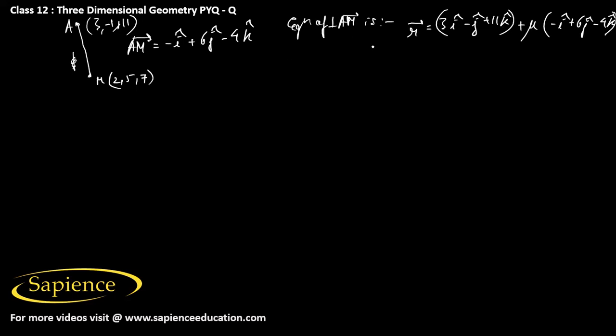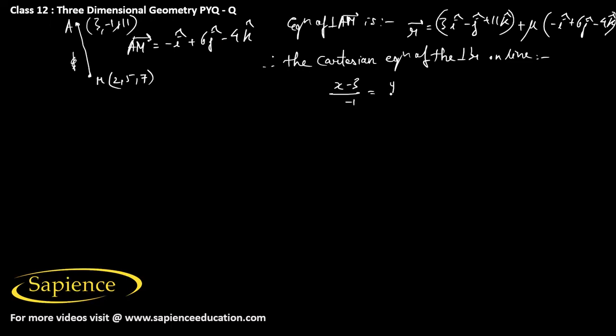If you want, we can find the Cartesian equation also. The Cartesian equation of the perpendicular on the line will be given as (x minus 3)/(minus 1) equals (y plus 1)/6 equals (z minus 11)/(minus 4). So this is the required Cartesian equation of the perpendicular on the straight line.